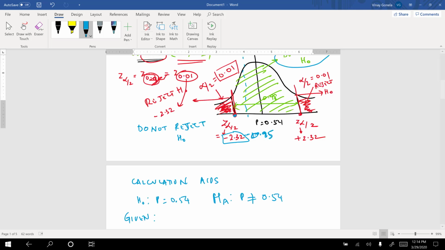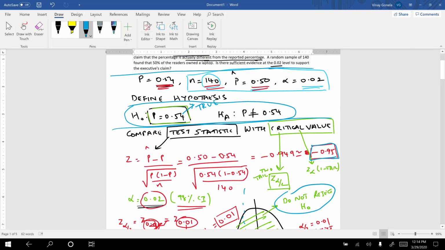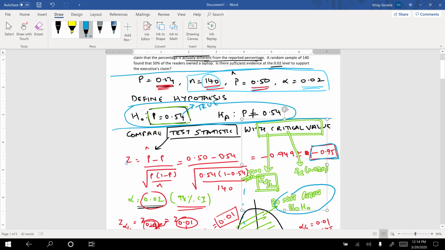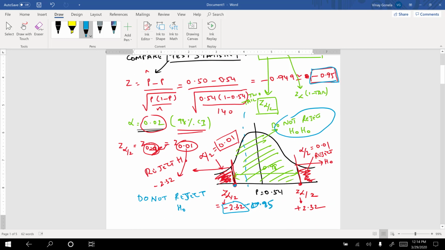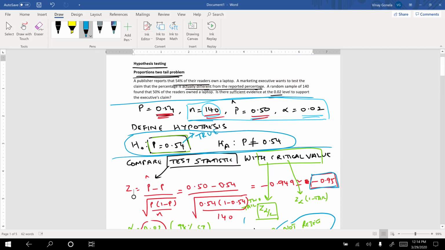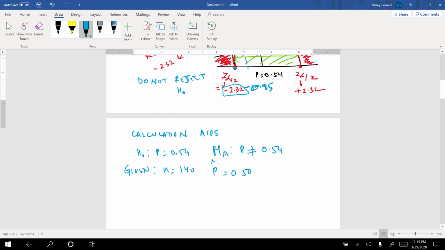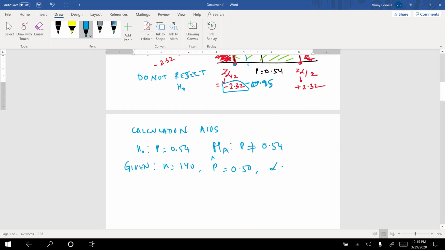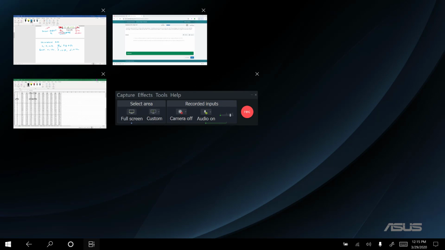Let me go and look at the data. They gave us n equal to 140. So the sample size n is 140, p hat is 0.50, and alpha is 0.02. So I will go to our Canvas page again.